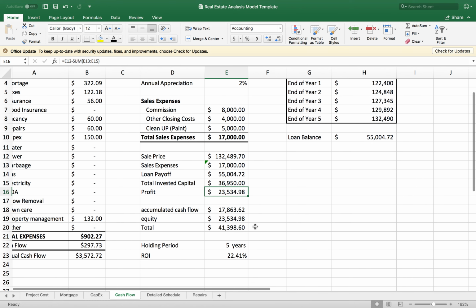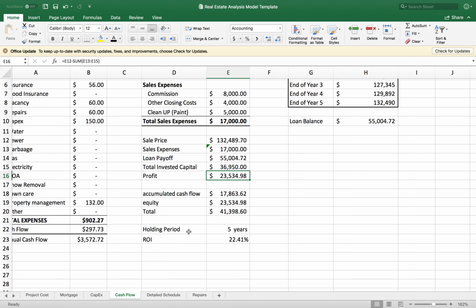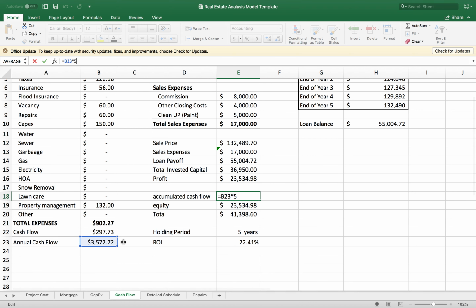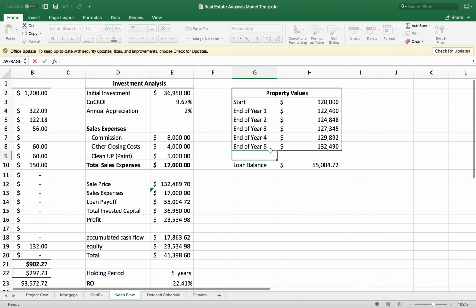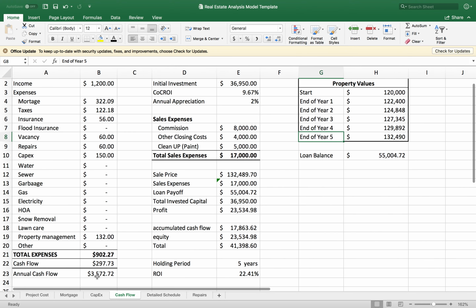$23,523. Okay, and the last and final step to calculate the return on investment is to figure out our accumulated cash flow. Our accumulated cash flow is our annual cash flow times the number of years that we've held the property. We've held the property for 5 years, and we made an annual cash flow of $3,572. If we multiply those two together, we get $17,863.